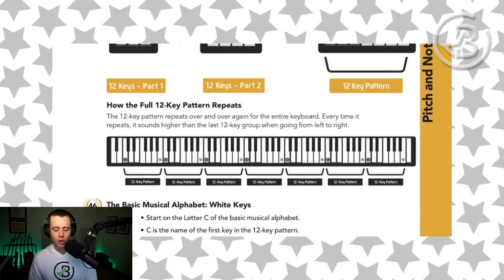So basically what we have with the piano is the basic musical alphabet going from low to high, low pitches to high pitches, in this series of 12 keys over and over and over again. In the next video, you're going to understand why it was important to learn this and how we're going to relate this to the basic musical alphabet. I will see you in the next lesson.